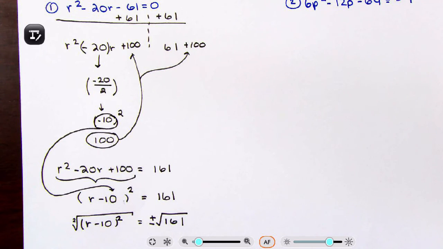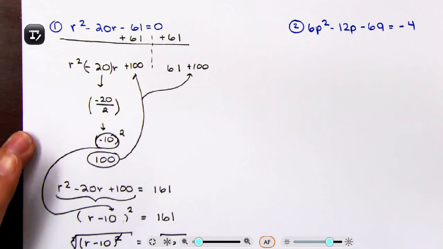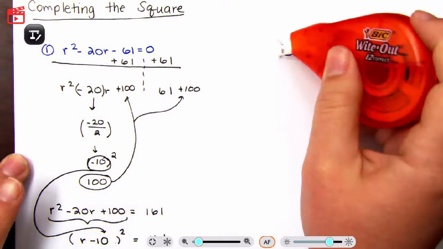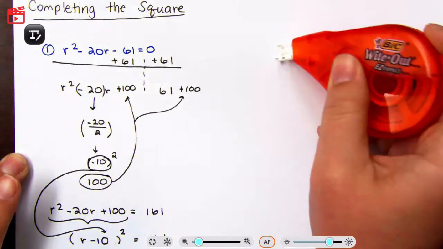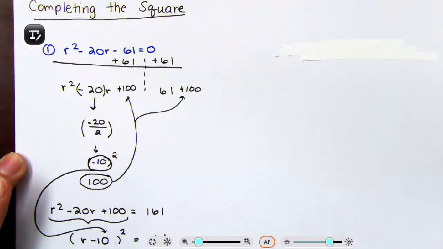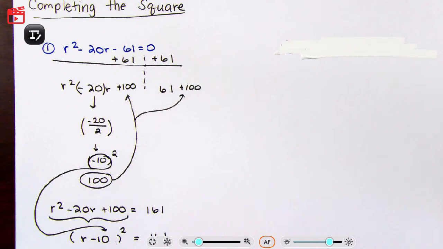It is not a perfect square, and that's okay. So you have r minus 10, these two and these two go away, plus or minus the square root of 161. I am running out of space, so I'm going to move forward. We're going to omit our example 2 and get rid of this example so that I can finish this one here. I'm going to bring it back up.